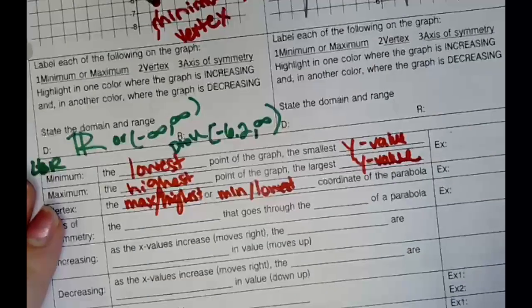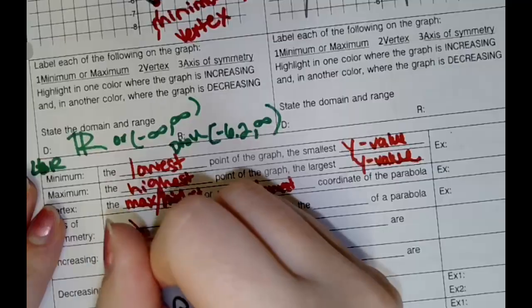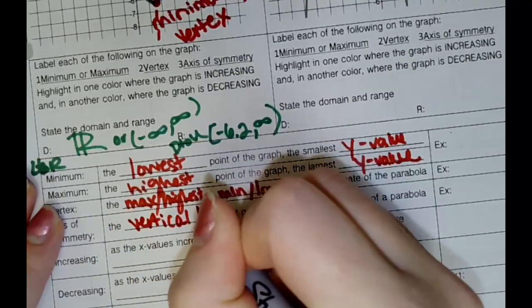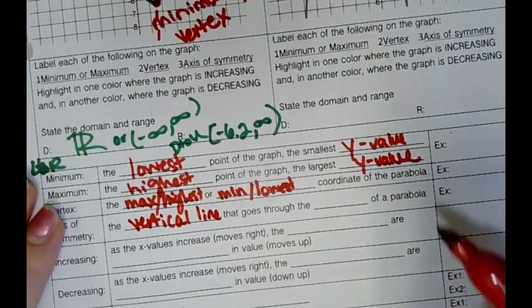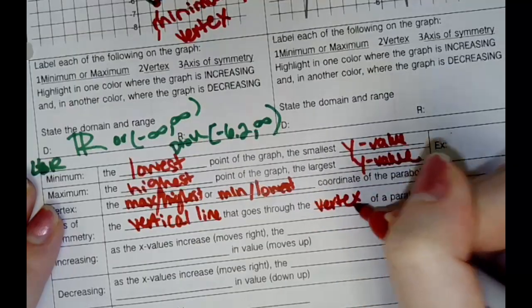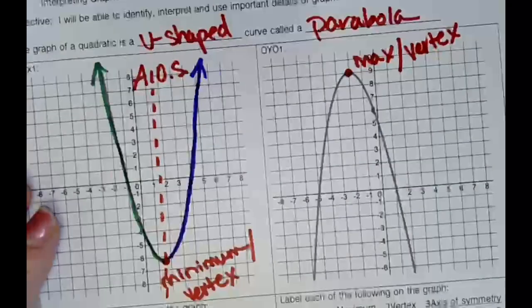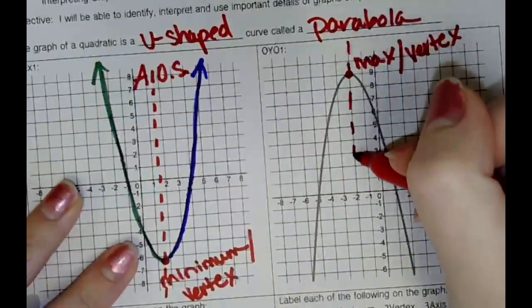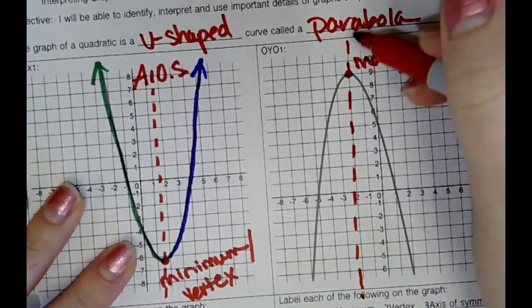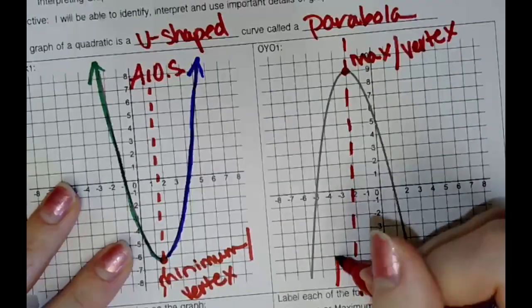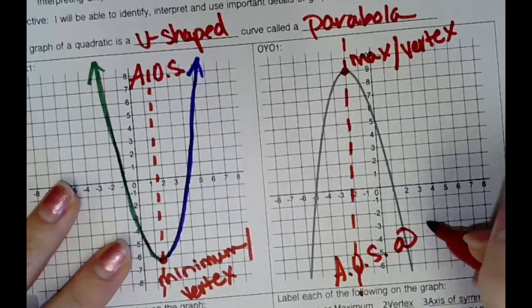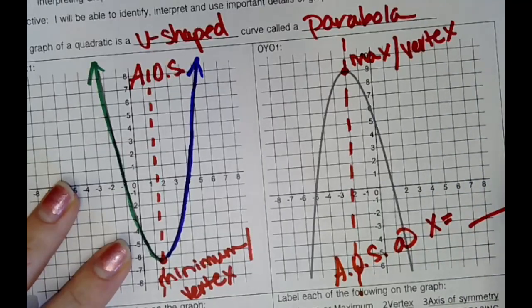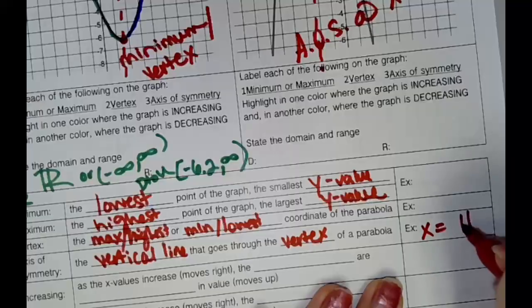Axis of symmetry. Axis of symmetry is the vertical line that goes through the vertex of a parabola. For example, the axis of symmetry will always pass through your vertex. So in this on your own that you should have tried, I can see it's located at this vertical line. We would write axis of symmetry at, and you would actually tell me the line. It's always x equals a number. In this case, it was at x equals -2. So where it says example, I want you to write x equals a number.